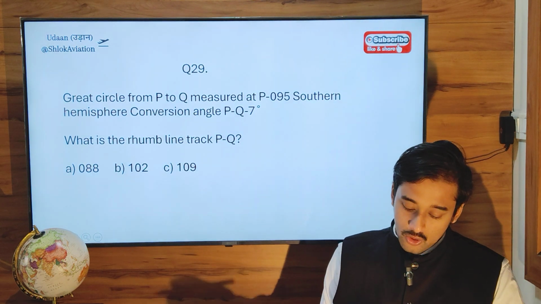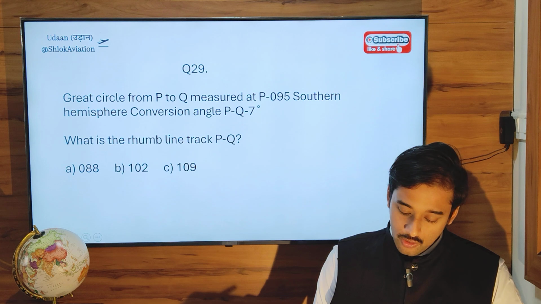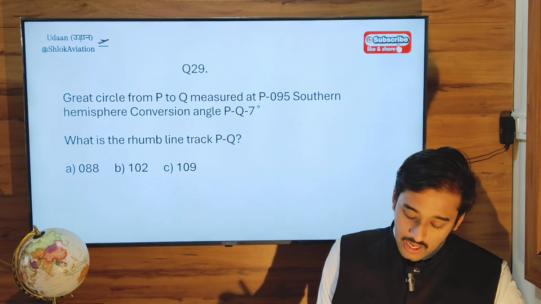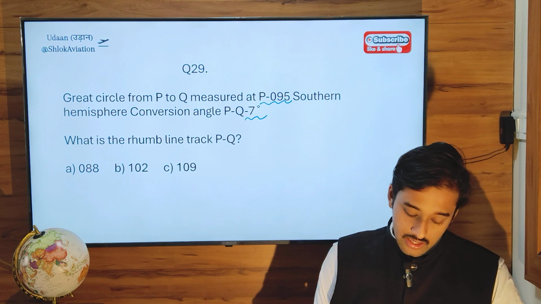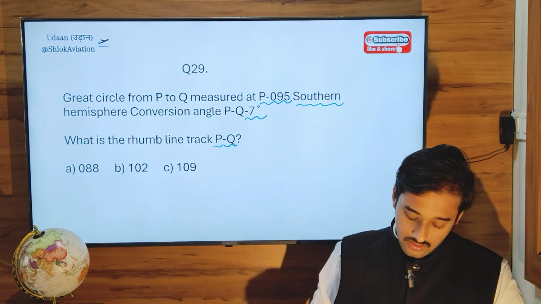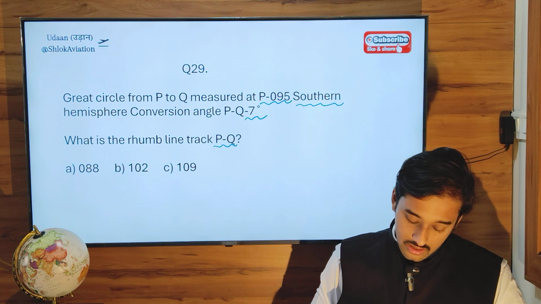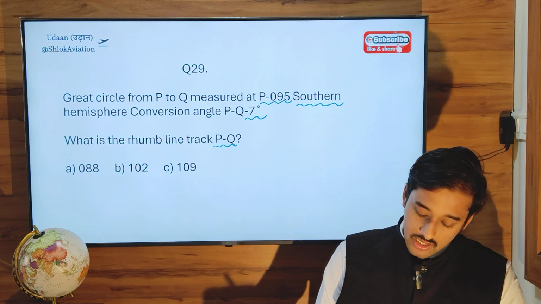Great circle from P to Q, question 29. Great circle from P to Q measured at P is 095. Convergency angle is 7 degrees. They are in the southern hemisphere. What is the Rhumb line track? Simple. They are in the southern hemisphere.